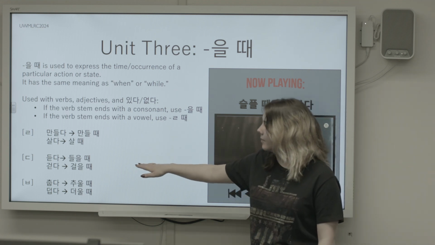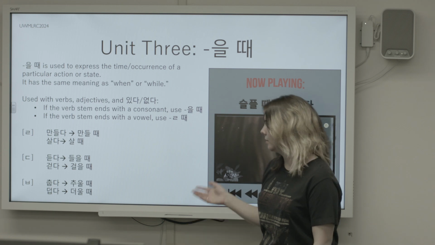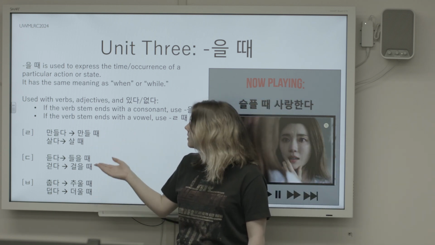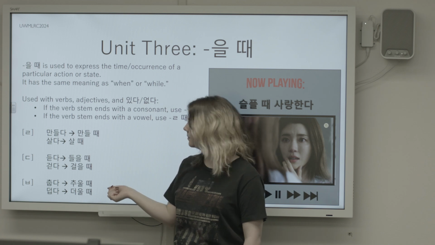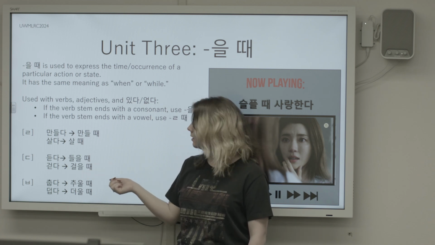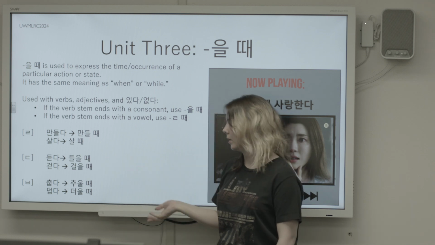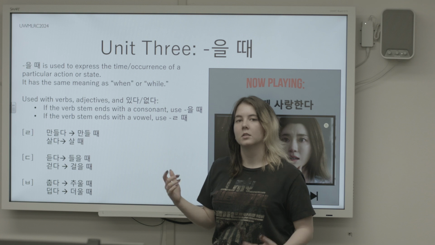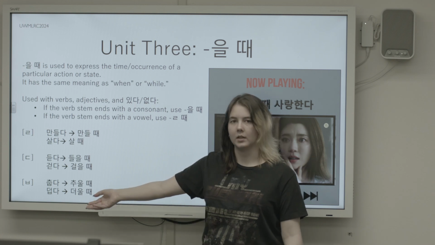These are some of the irregulars. You have the ㄹ irregular. So 만들다 becomes 만들 때. 살다, 살 때. 듣다, the ㄷ irregulars. 들을 때. 걸을 때. When I walk, when I listen. The ㅂ irregulars. 추울 때, when it's cold. 더울 때, when it's hot.